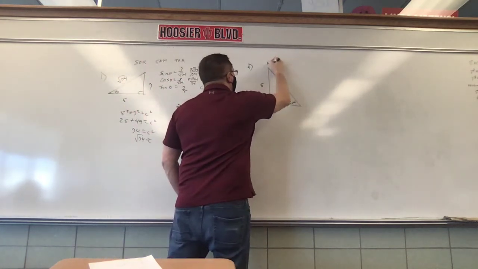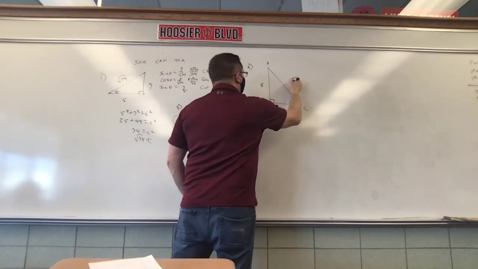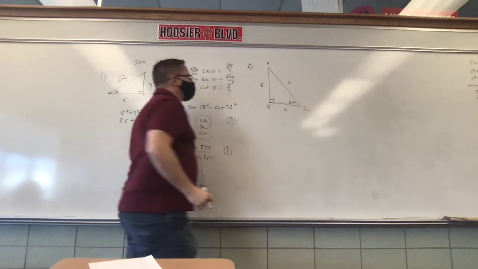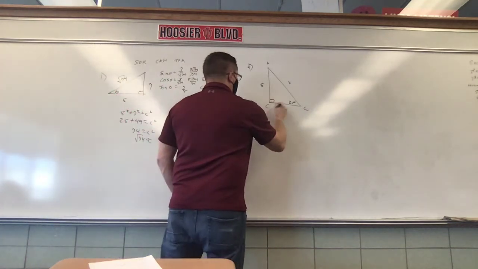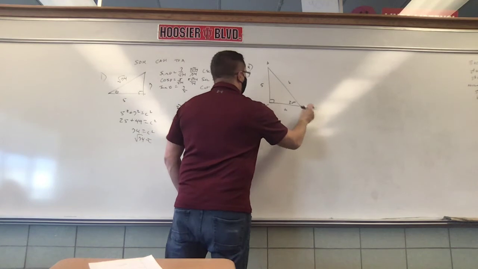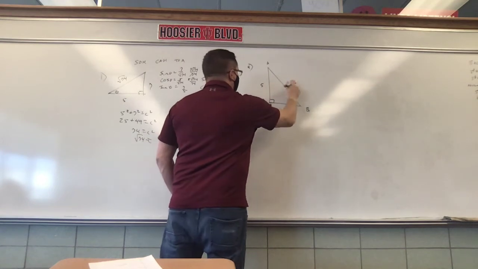So was this A, B, and C? Is that the way it's labeled? So we've got to find little b and little a. Do I have them backwards? Oh, yep, thank you. That's a little c then.